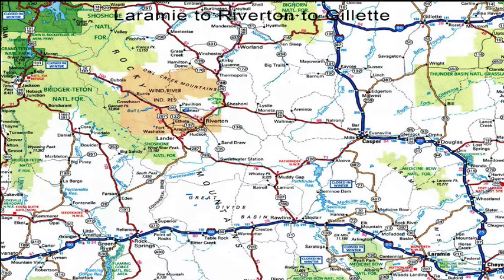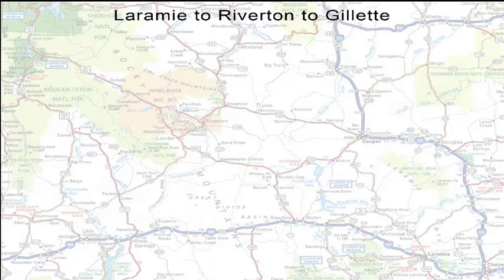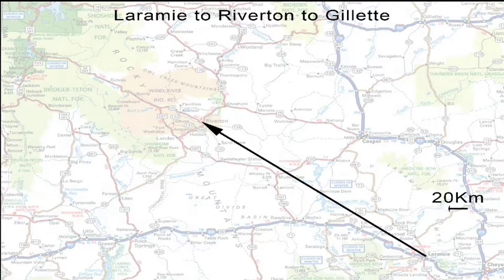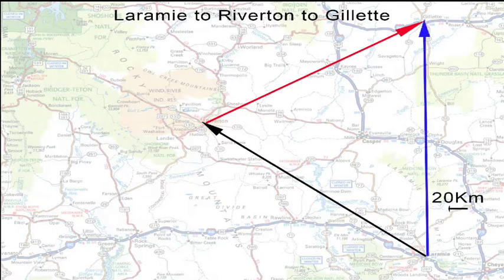Now, one of the things I want to do here is pull the map out a little bit faded so that we can just focus on our trips. We have a scale that I looked up on the map, and that little arrow there is approximately 20 kilometers. So this is the arrow going from Laramie to Riverton, and this is the arrow going from Riverton to Gillette. These are the two vectors we have to break down, and then this is our resultant, Laramie to Gillette.